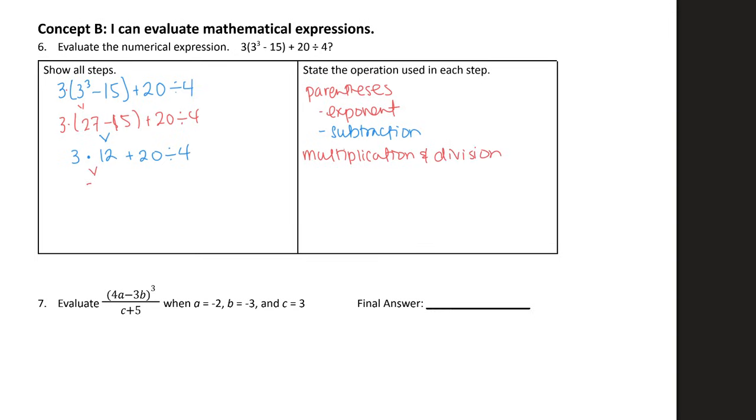Three times 12 is 36. Okay. And then we can go ahead and do this division. 20 divided by 4 is 5. And then we're going to bring down that addition sign. And now that we only have one thing left, we're going to go ahead and just do addition. 36 plus 5 gives me 41.